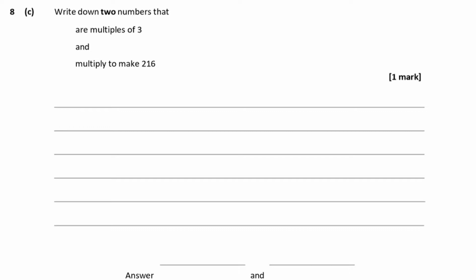And part C says write down two numbers that are multiples of 3 and multiply to make 216. Okay, so I want two numbers that are each multiples of 3, so they're in the 3 times table, and they multiply together to give us 216. Now you remember that 6 times 6 times 6 was 216, wasn't it? Because we just did it. So 6 cubed is equal to 216.